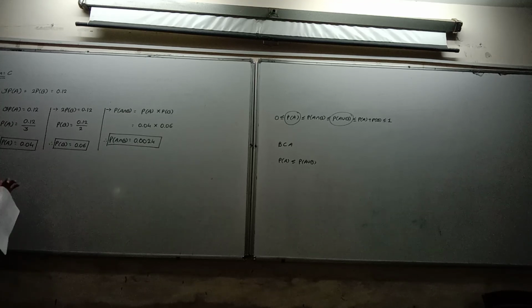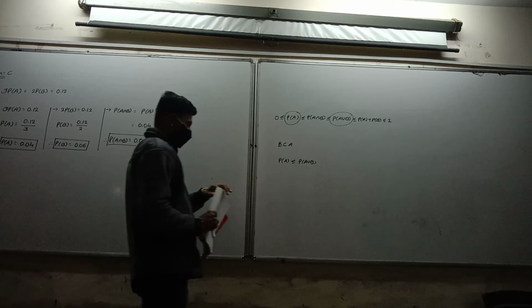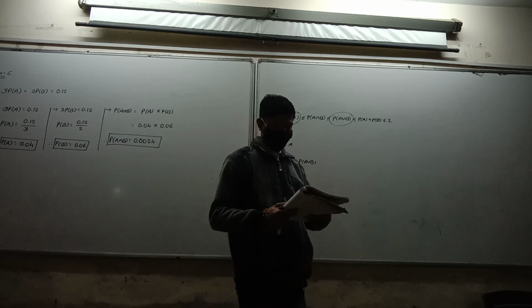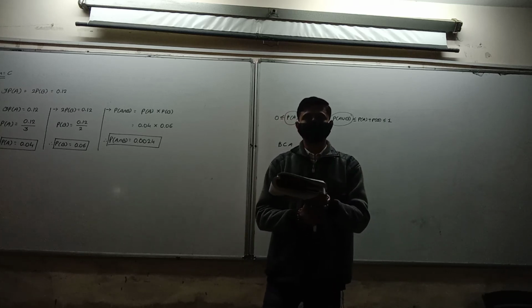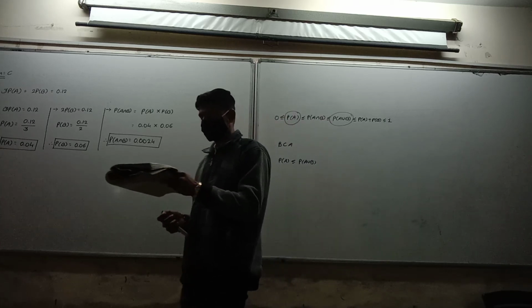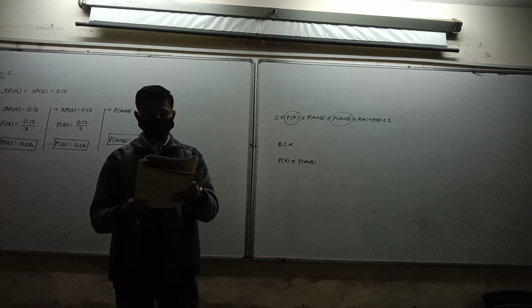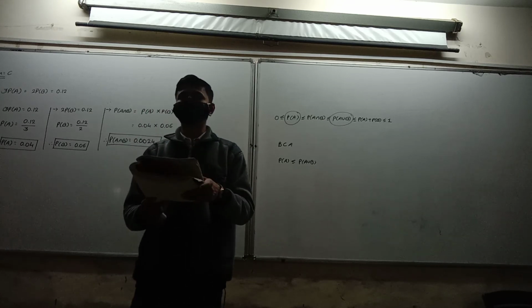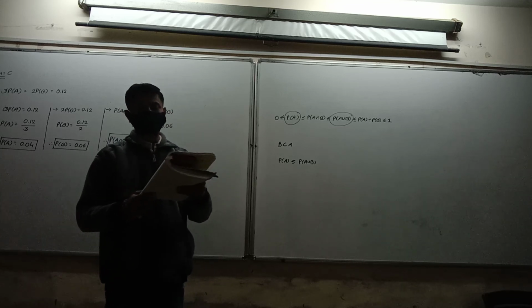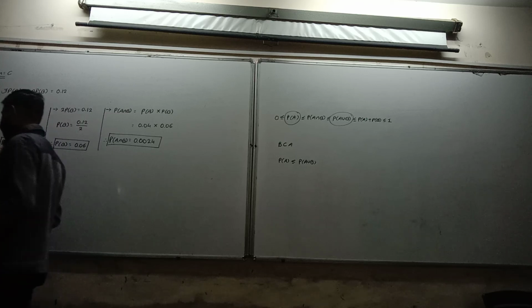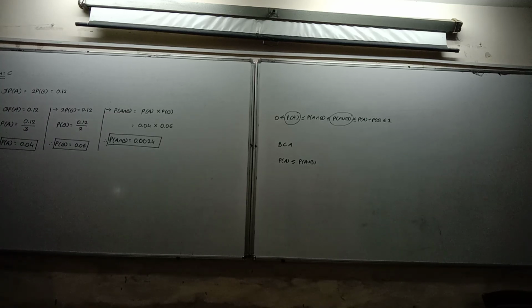Next, question number 15. If 5P of A is equal to 3P of B is equal to 2P of A union B is equal to 3/2, for two events A and B, then find P of A dash union B dash. Okay, P of A dash union B dash formula. Yes, P of A intersection B whole dash.